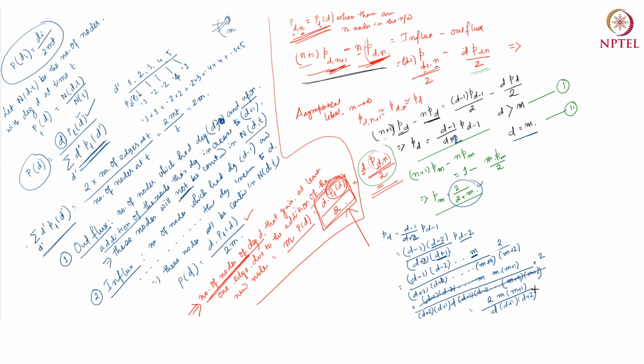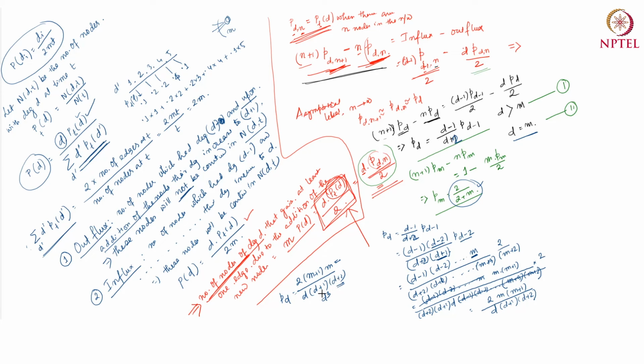Okay, so this is PD. PD is 2 into m plus 1 into m and d into d plus 1 and d plus 2. Okay, so m is constant. If you look at the denominator, this is d cubed, right, d times d plus 1 times d plus 2.